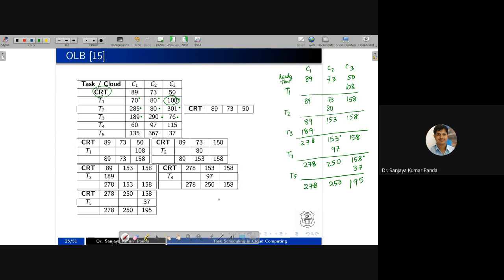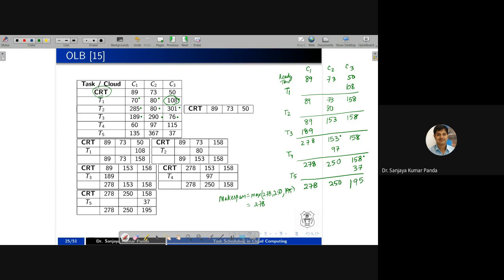Now, if you calculate the makespan in this situation, makespan is the overall completion time, that is the maximum of 278, 250, and 195. So you will get the value as 278.